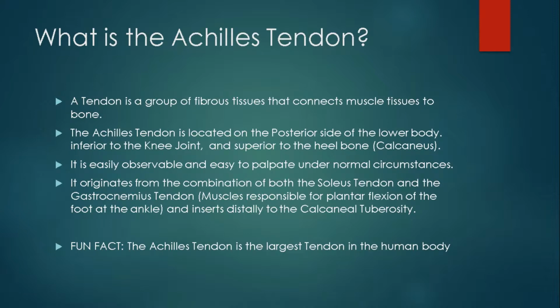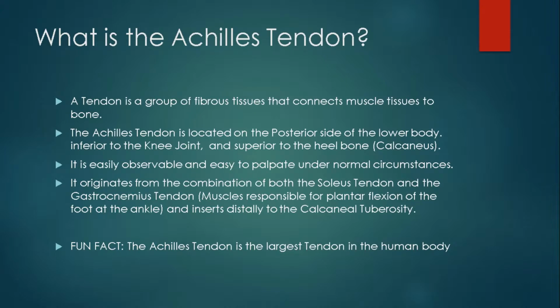So what is the Achilles tendon? A tendon is a group of fibrous tissues that connects muscle tissues to bone. The Achilles tendon is located on the posterior side of the lower body, inferior to the knee joint and superior to the heel bone, also known as the calcaneus. It is easily observable and easy to palpate under normal circumstances.